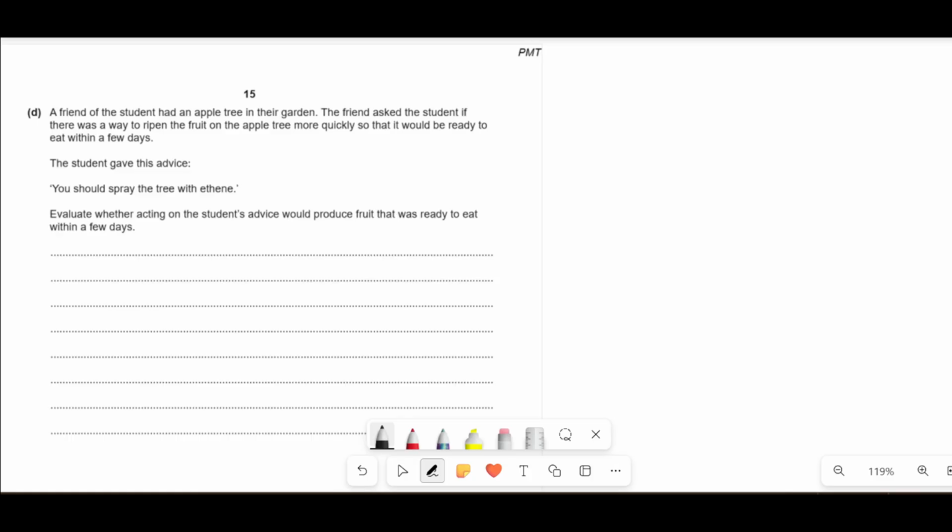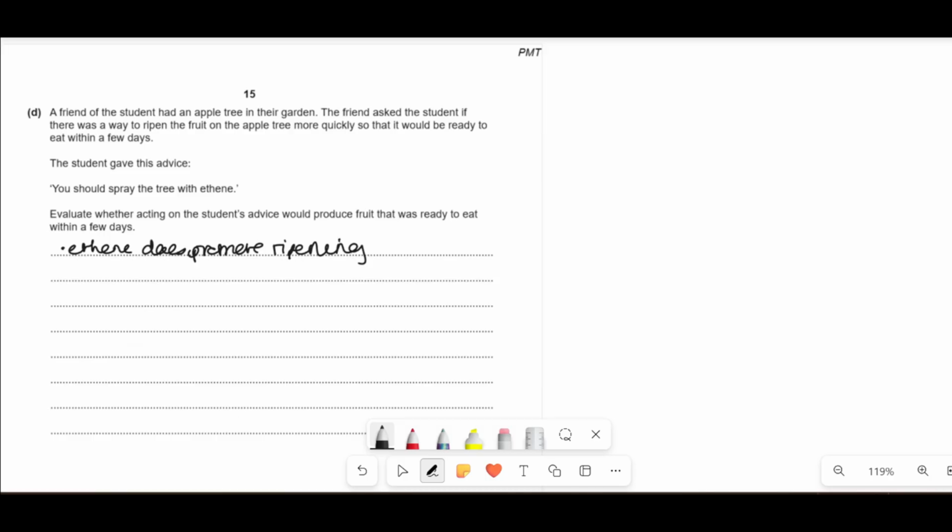Now it says a friend of the student had an apple tree in their garden. The friend asked the student if there was a way to ripen the fruit more quickly so it could be ready to eat. The student said you should spray this with ethene. Evaluate whether acting on this advice would produce fruit that was ready to eat within a few days. So let's think about what's going on. Well, ethene does promote ripening of fruits. That is correct. Again, we're evaluating, so we're saying what's good and what's not so good, right?